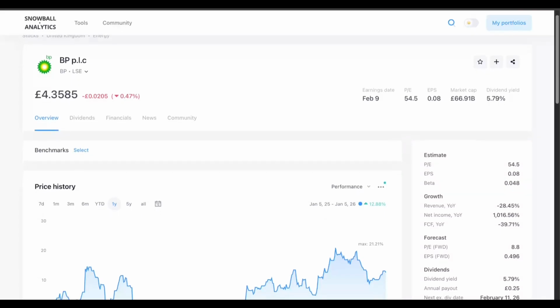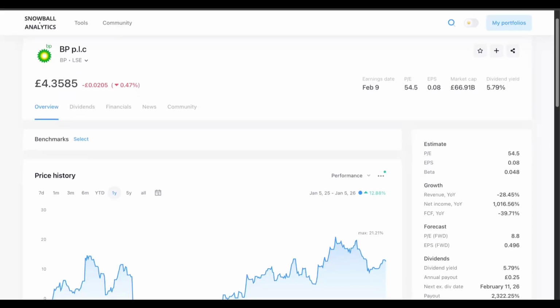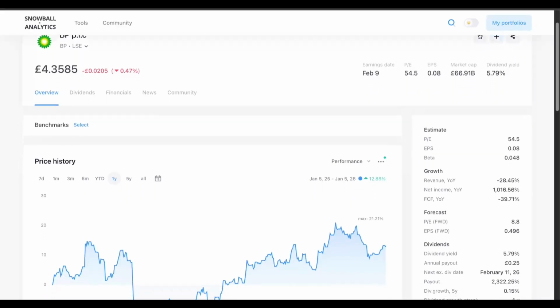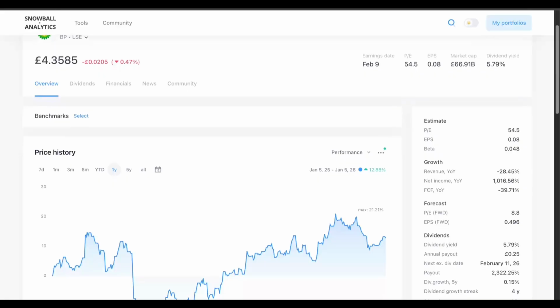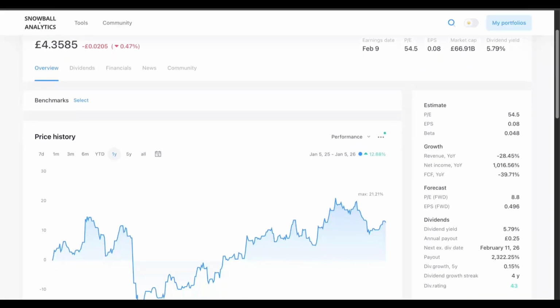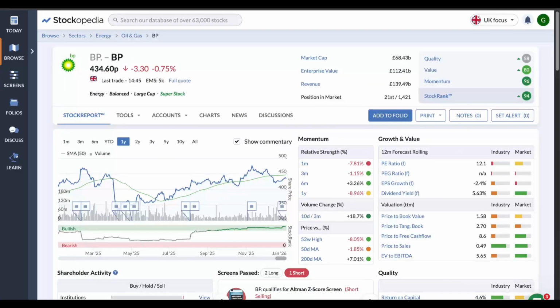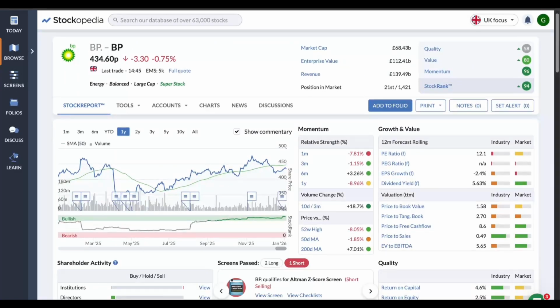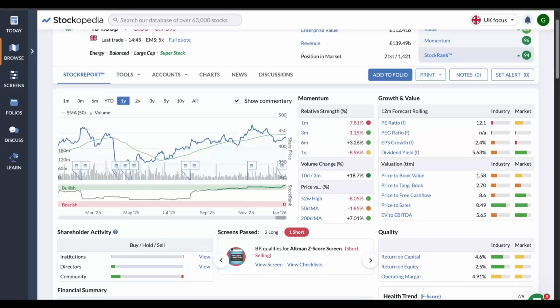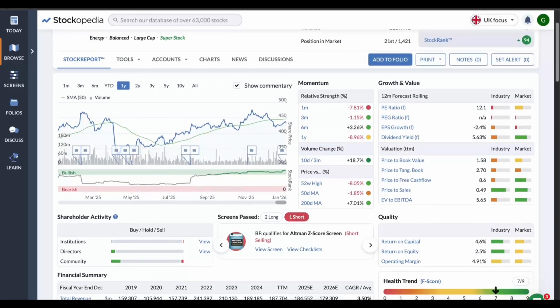First up is a well-known company, and that is BP Energy. We can see they have a dividend yield that currently sits at a very impressive 5.79% with a 4-year dividend growth streak, and they are up 12.88% over the last year. BP could be a strong addition to my UK dividend portfolio because it offers an attractive combination of a solid dividend yield, long-term income potential and improving fundamentals.